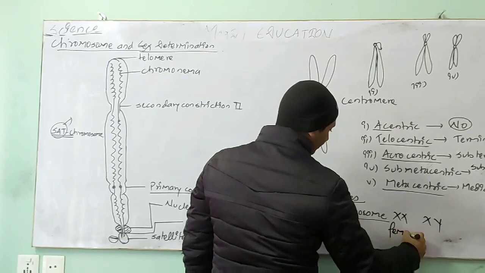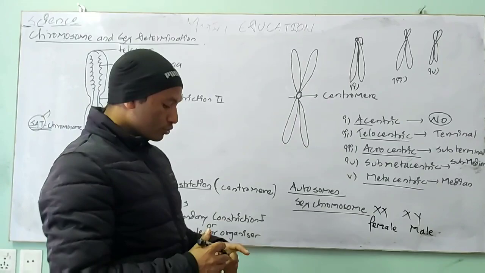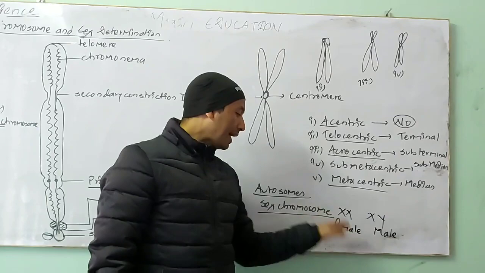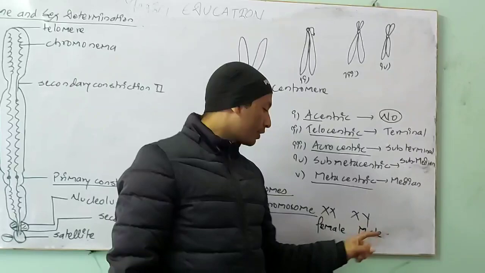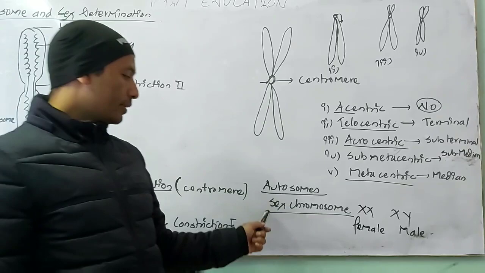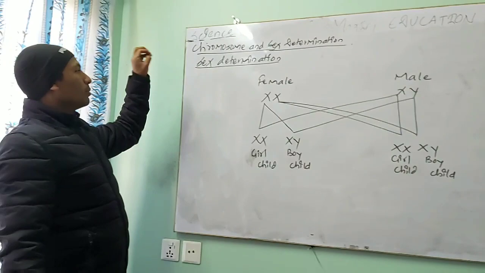Female, male. If the heterosome present in a body is XX, then that body is a female body, and if it consists of XY, then that body is a male body. So while determining the sex, the heterosome plays a vital role. Now let's talk about sex determination.